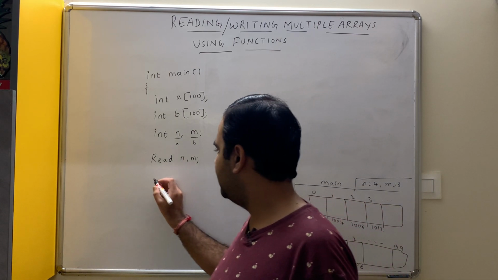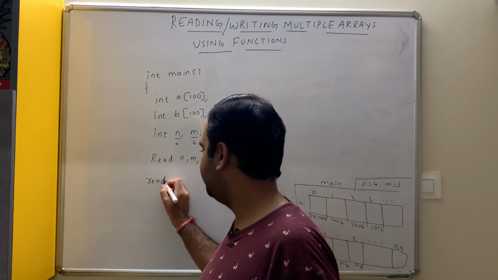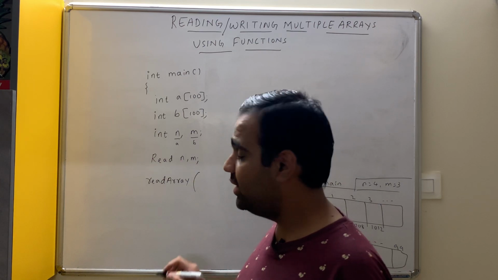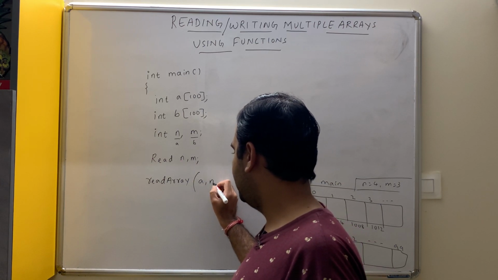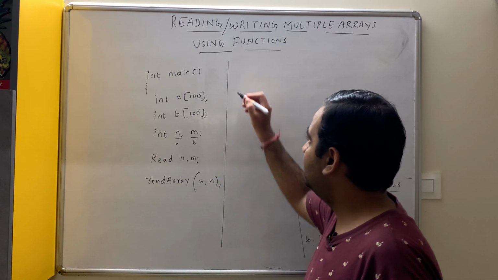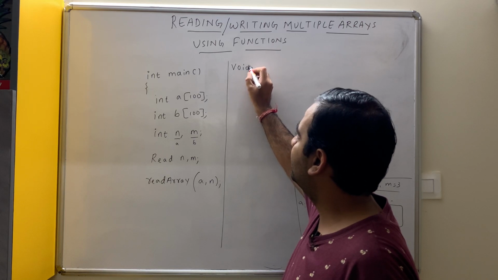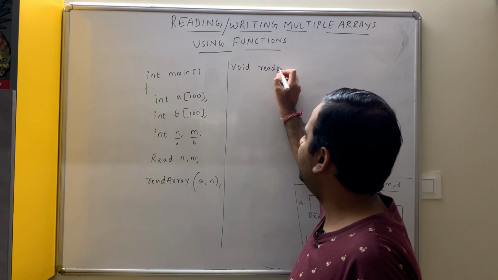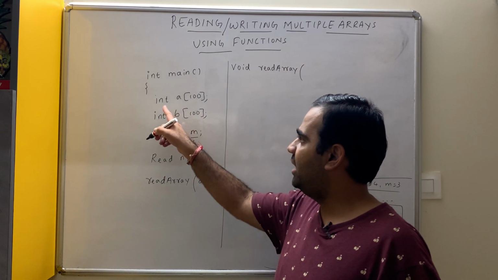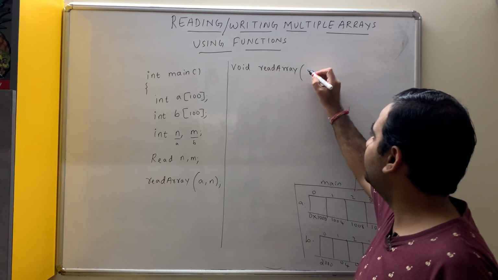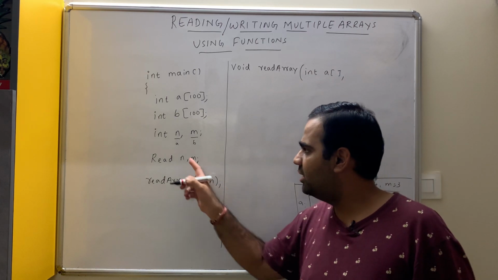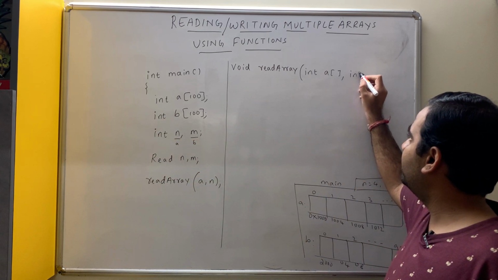Let us write the function called read array. Which array do we want to read? Array A. And how many elements are there in array A? N elements. Now let's write the read array function. I write here void read array. What is the first parameter? The first parameter is A. A is of what data type? Integer one dimensional array. And the second parameter is n. N is of data type integer.